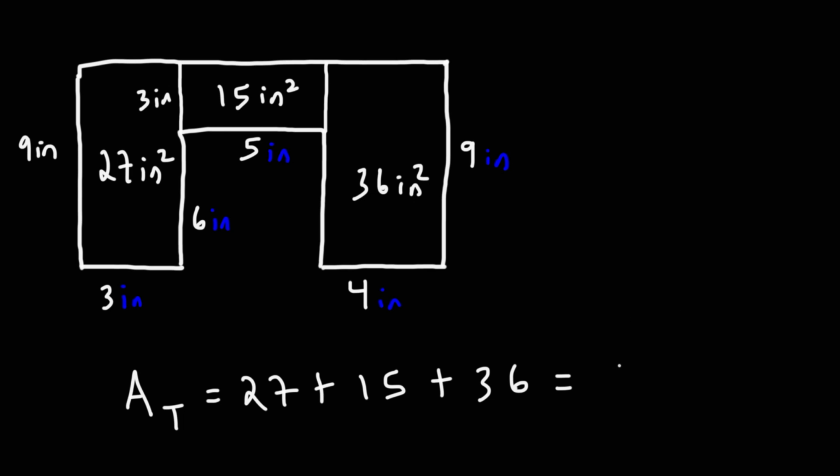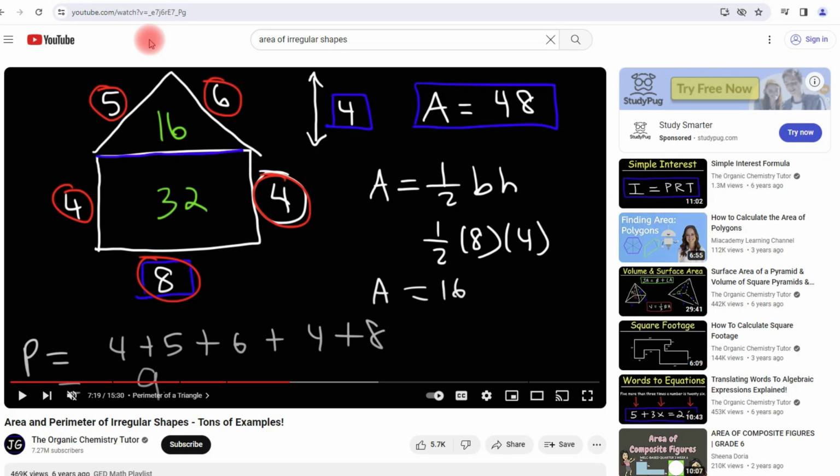So the answer is going to be 78 square inches. So that's how we can calculate the area of this particular composite figure.